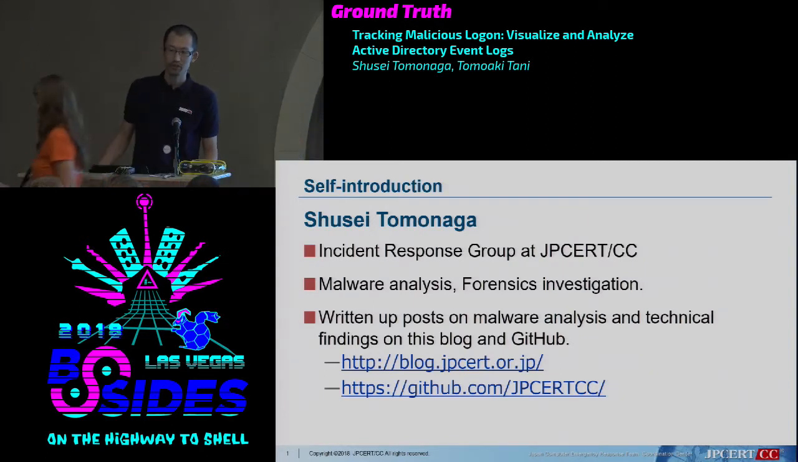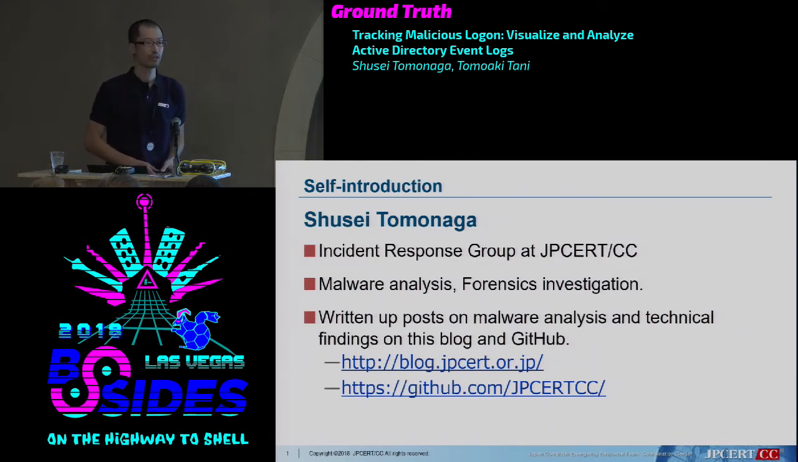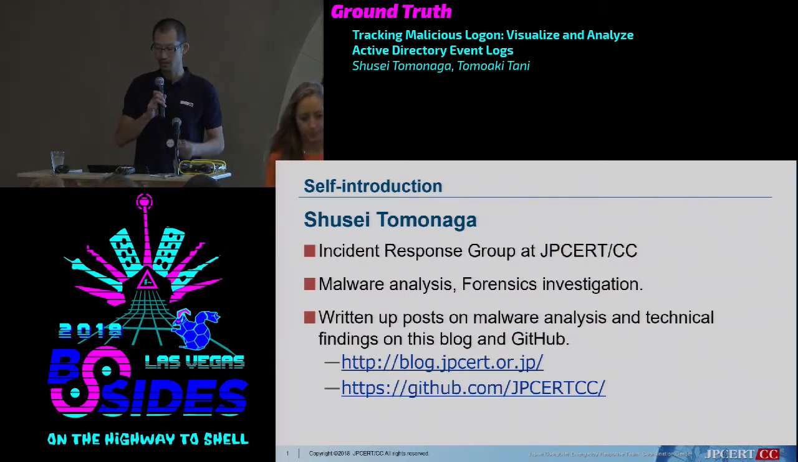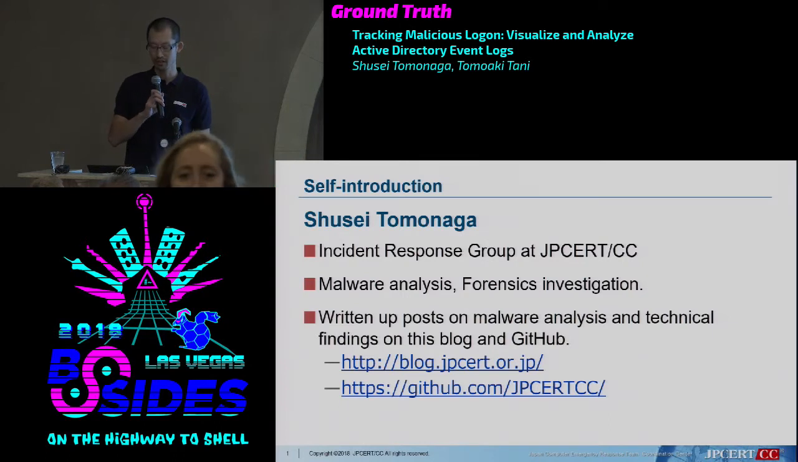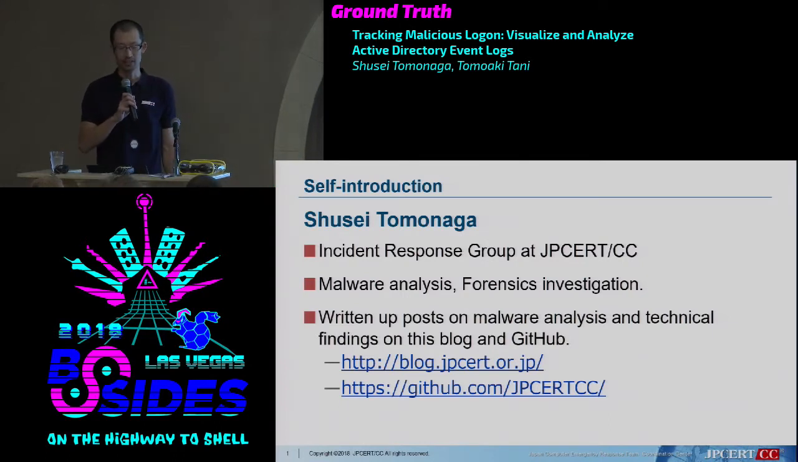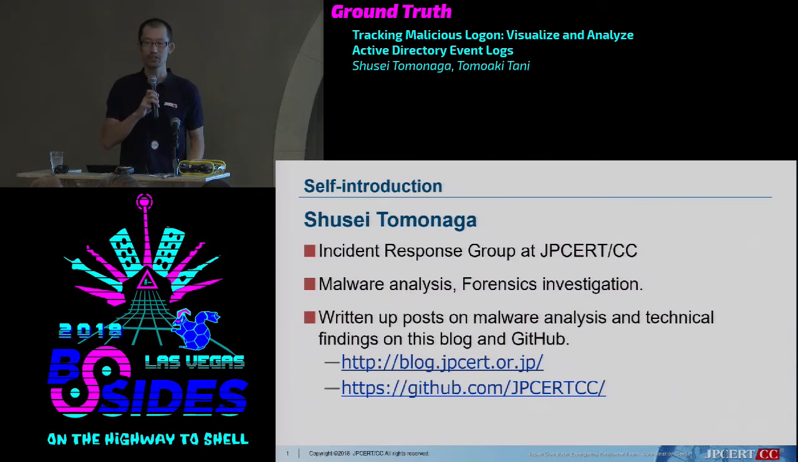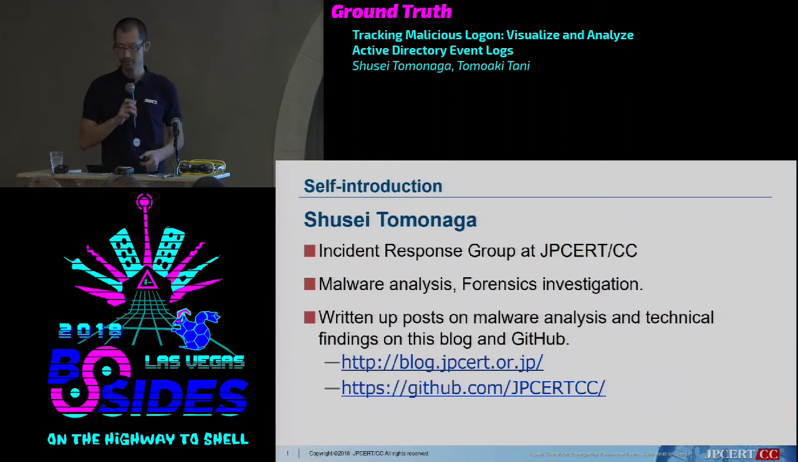First of all, let me introduce ourselves. My name is Shusei Tomonaga. I have been working at JPCERT for 5 years. My primary responsibility is to analyze malware and DFIR. We have been publishing analysis observations on our blogs. We also developed some tools which are useful for malware analysis. These are available on GitHub.